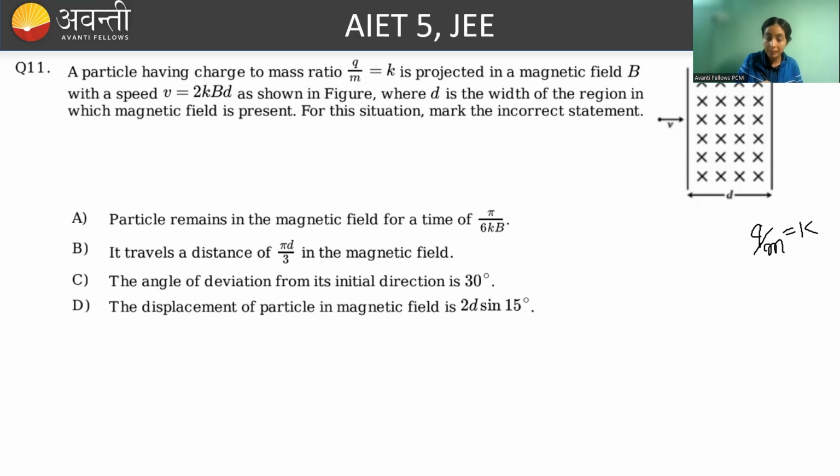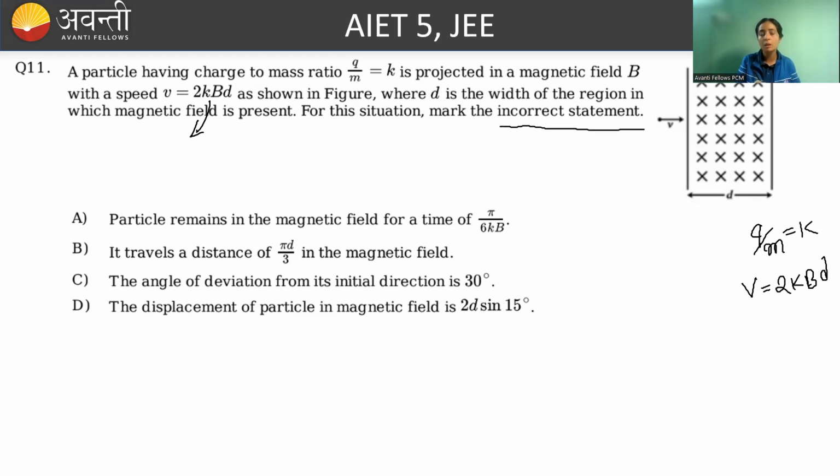And with what speed is it getting projected? The speed of projection is given, and that is V equal to 2KBD, where 2 is a constant, obviously. K is what? Charge to mass ratio. B is the magnetic field. And D is what? The width of the magnetic field in which this charged particle is getting injected. Now for this situation, mark the incorrect statement. So we have to mark the incorrect statement.